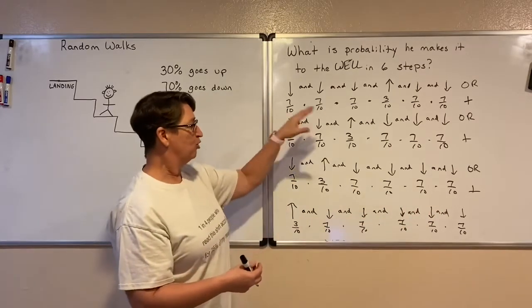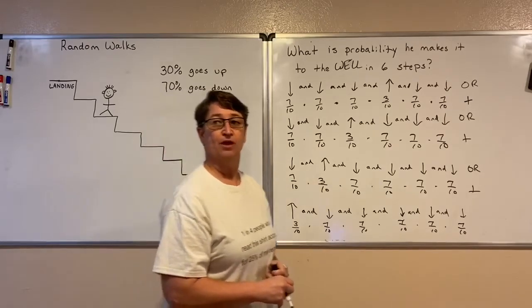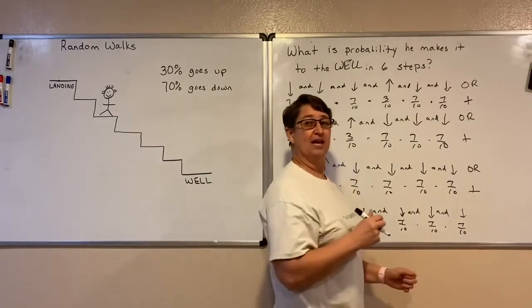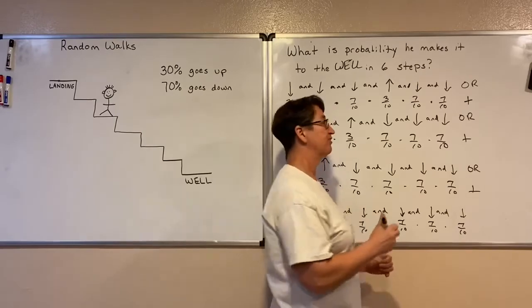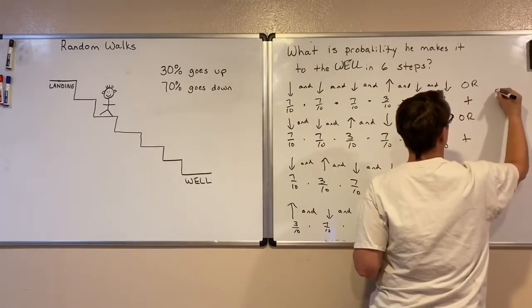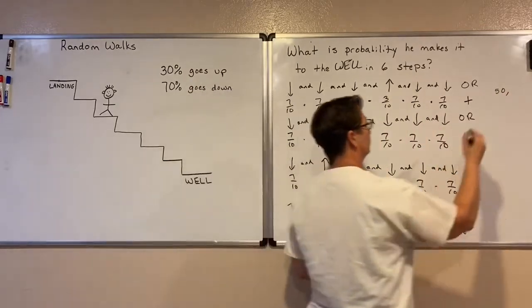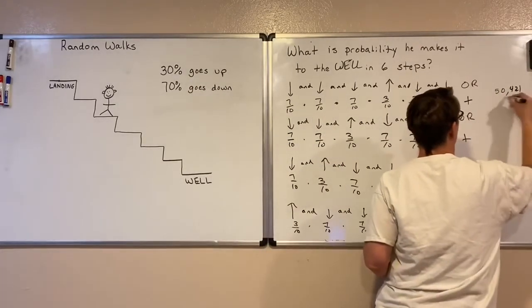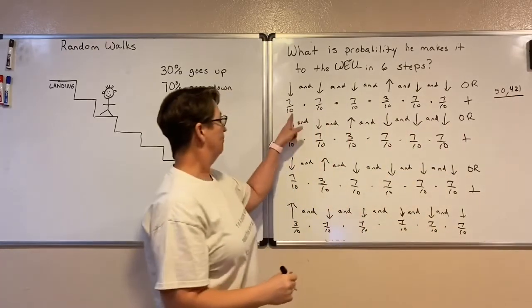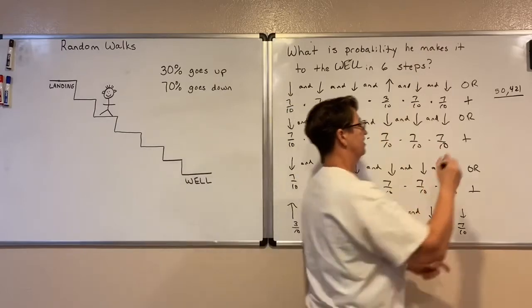So when I multiply every one of these, I'm going to end up with that same number each time. This is going to be 50,421 on top. And on bottom, when I multiply, I end up with 1, 2, 3, 4, 5, 6 zeros.